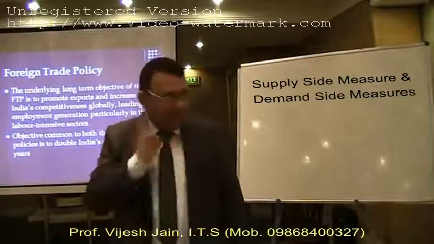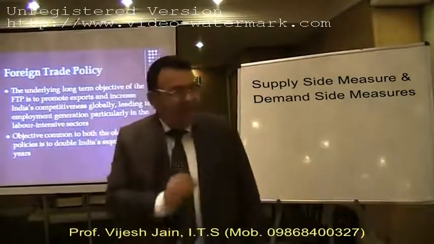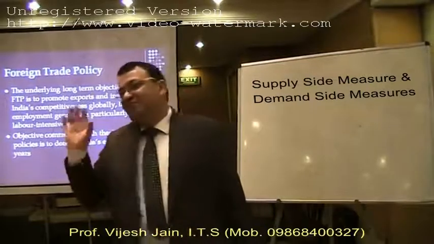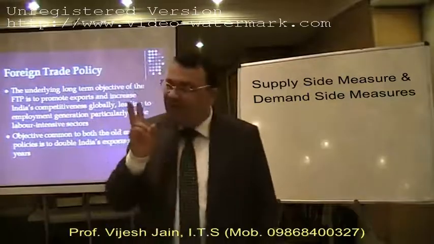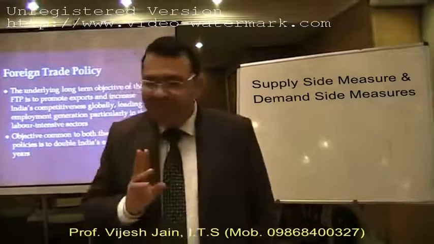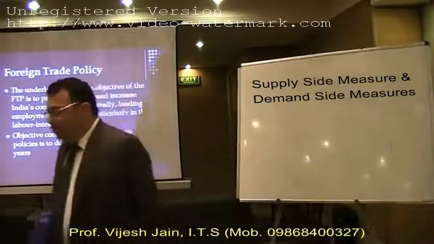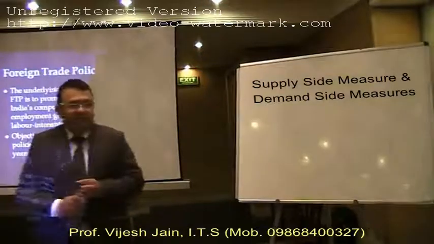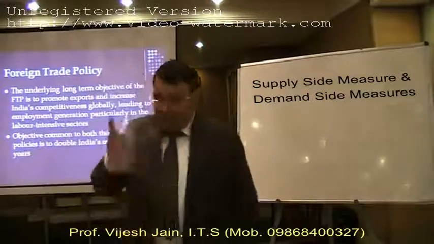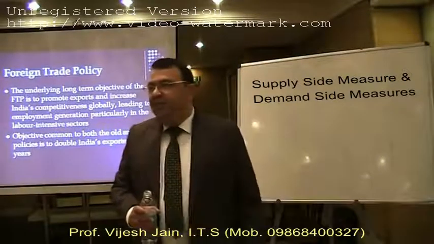So what does policy do? It does two things. Two types of measures. Supply side measure and demand side measure. What is the meaning of supply side measure and what is the meaning of demand side? Demand side is how to make sure that the Indian companies are able to export. What is the need of the buyers? So, for example, Indian Trade Promotion Organization, ITPO.